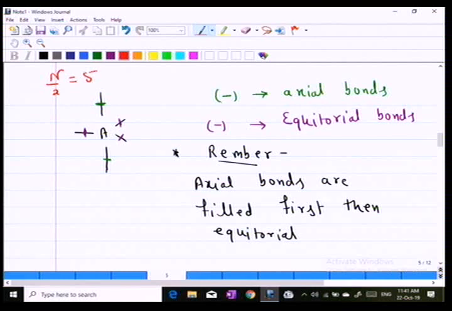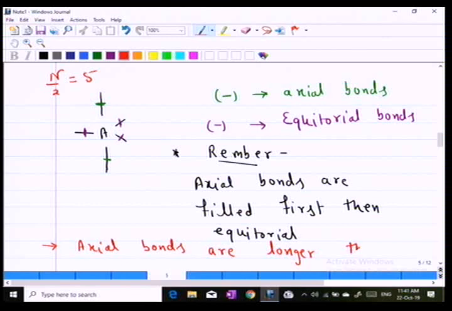And you can remember one thing, that axial bonds are larger than equatorial bonds. Okay. Remember this one as well, that axial bonds are longer than equatorial bonds.